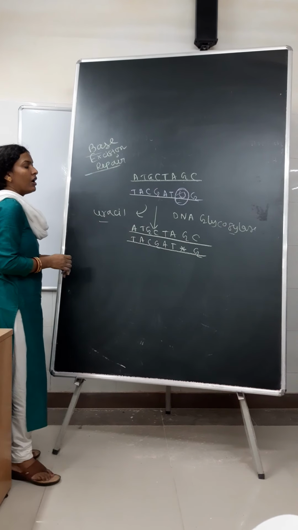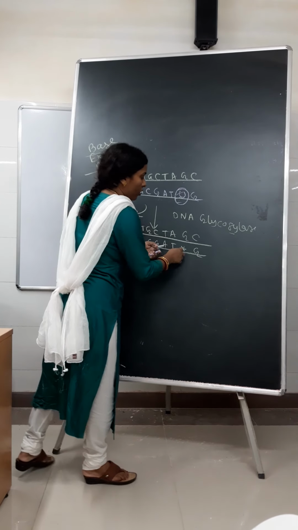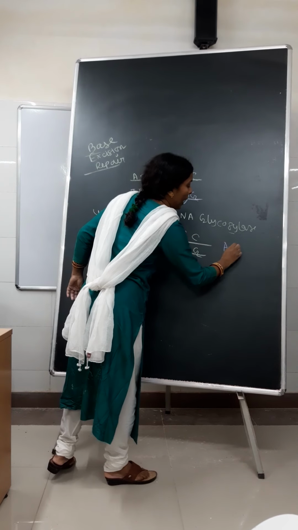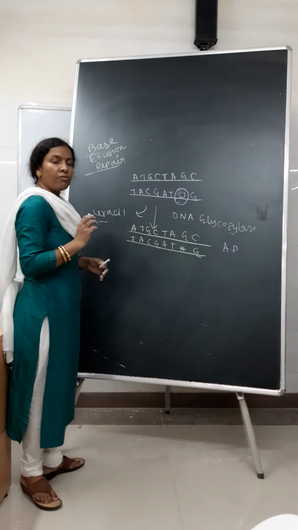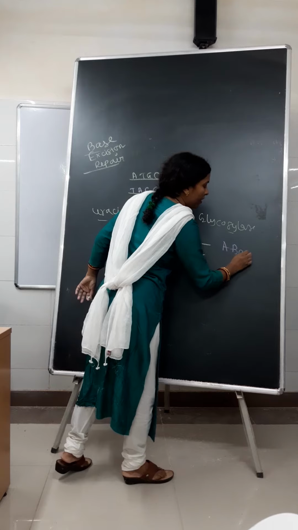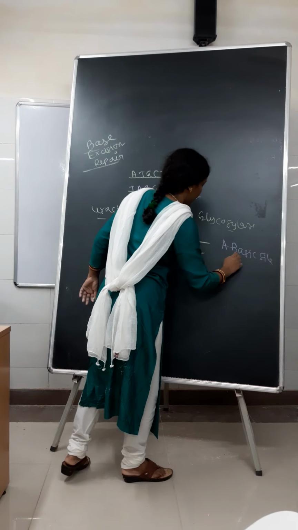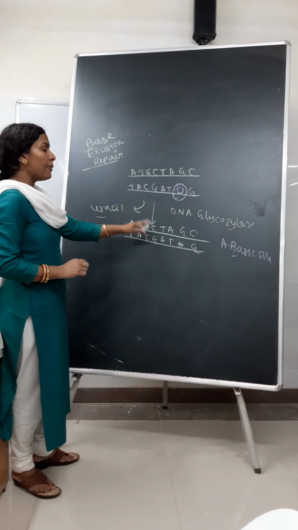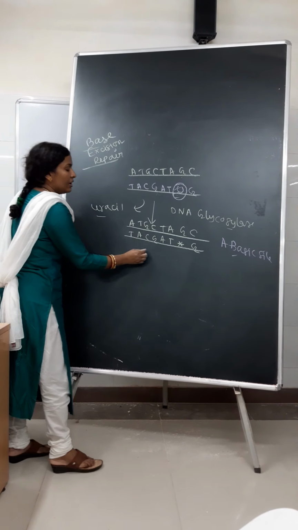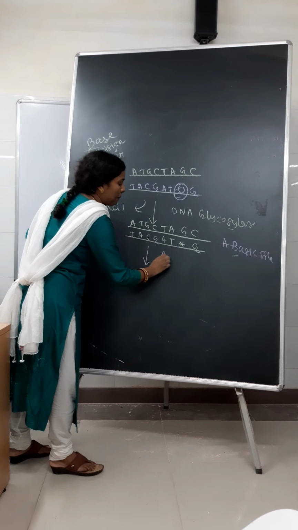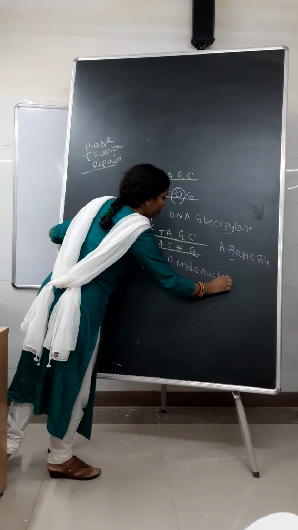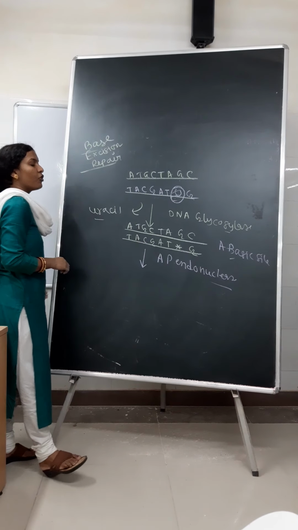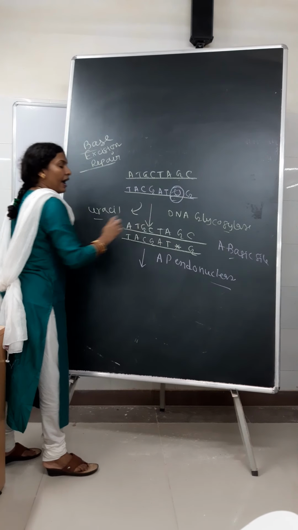So here, this site is called the AP site or apurinic or apyrimidinic site, because the base, it may be purine or maybe pyrimidine, that is removed. So AP site, or rather we can call it abasic site. So the base is removed, so an abasic site is formed by the DNA glycosylase. Next the enzyme comes, that is our AP endonuclease. What is the function of AP endonuclease? It will cleave the phosphodiester bond at this AP site.